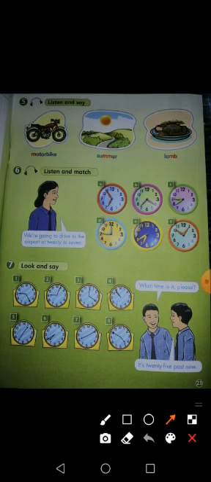9 o'clock. Which one is 9 o'clock? Okay? So this is 9 o'clock. The hour hand is on 9 and the minute hand is on 12, right? So it is what? It is 9 o'clock. Okay? So let us listen to the next one.